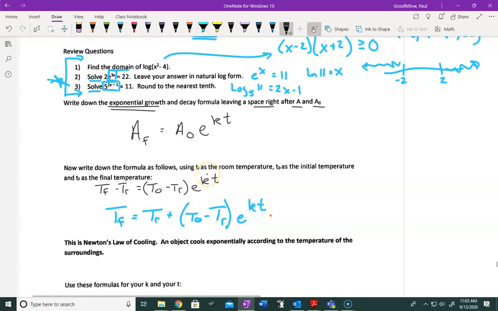Now, what they're basically saying is, let's say that you had something that was going to cool. And as we've seen things that have cooled in the past, like you take a set of muffins out of the oven, and it would ultimately cool down.